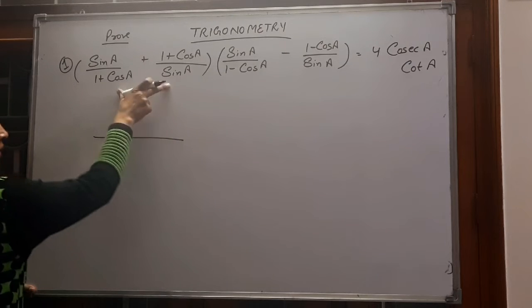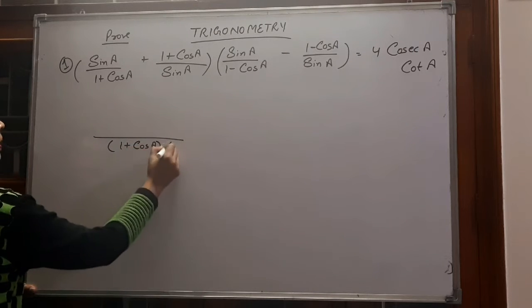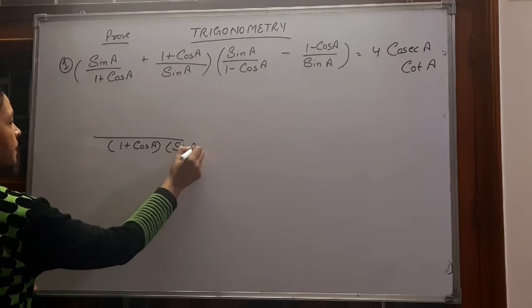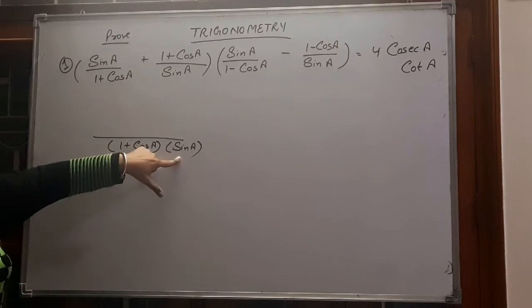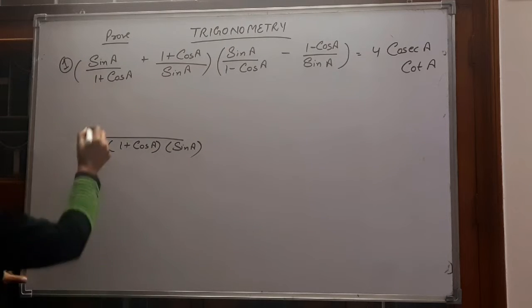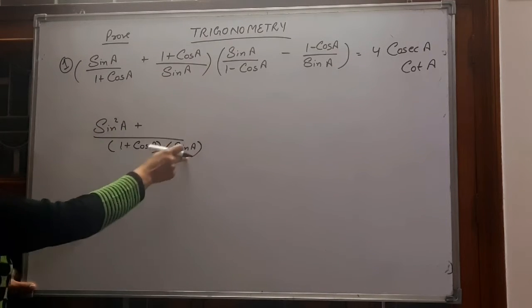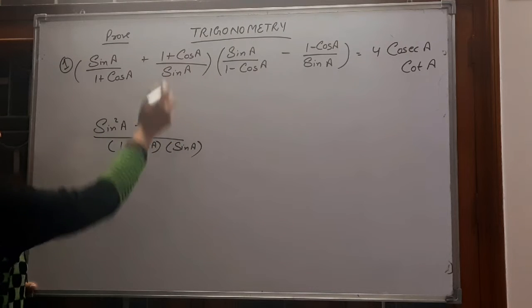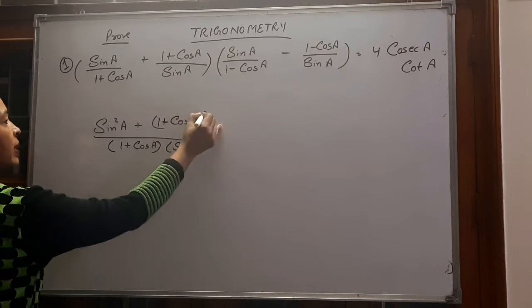First, take the LCM of this bracket. 1 plus cos A into sin A. We have 1 plus cos A in the denominator. We will multiply sin A with sin A. We will get sin square A plus, and we already have 1 plus cos A into 1 plus cos A, 1 plus cos A whole square.